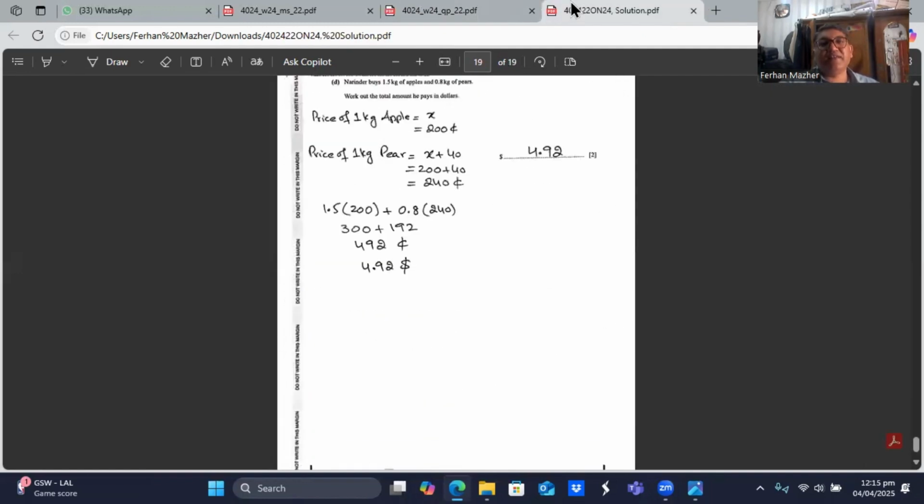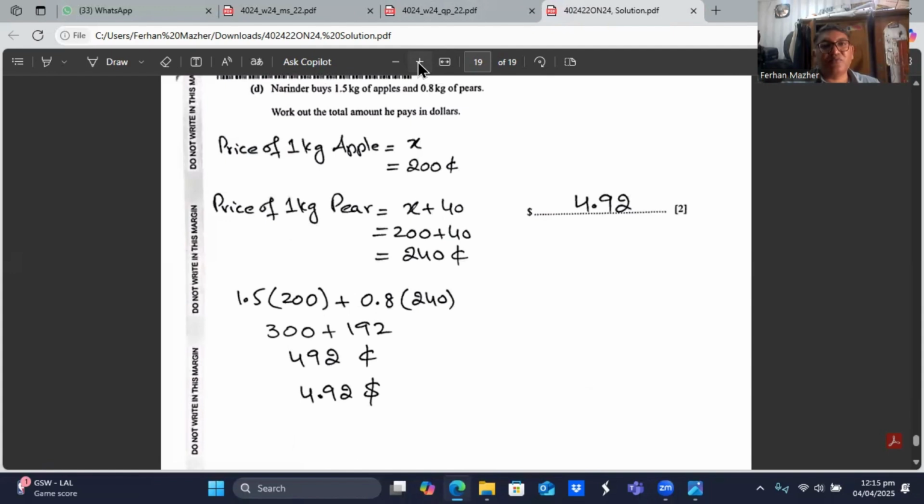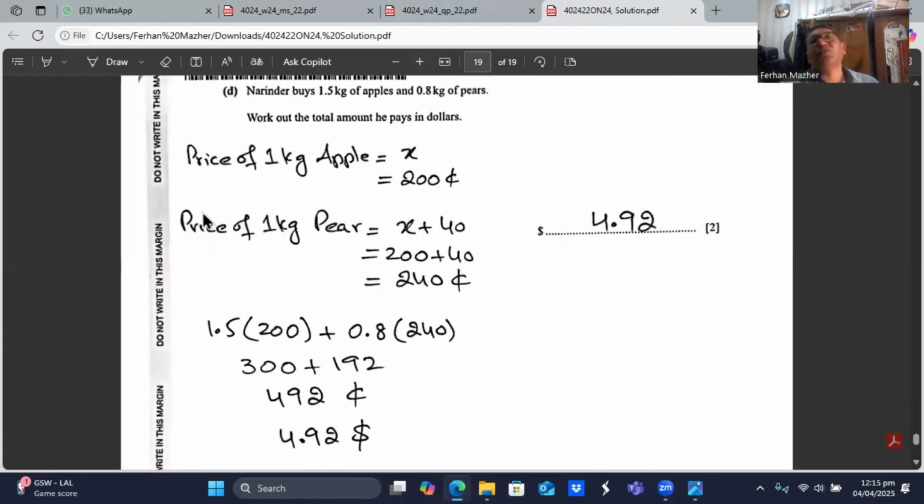Very simple, very easy. No problem. Okay, so let me increase the size so you can see the whole thing. It's a 2 marks question. The price of 1 kg of the apples is x cents, so 200 cents. The price of 1 kg of the pears is x plus 40, that's 200 plus 40, that's 240 cents. So the total bill for 1.5 kg of the apples and 0.8 kg of the pears is 1.5 multiplied by 200 plus 0.8 into 240, that's 300 plus 192, and that's 492 cents.